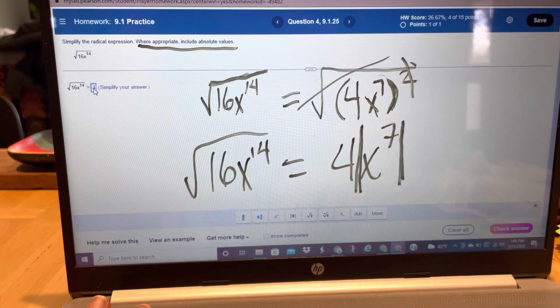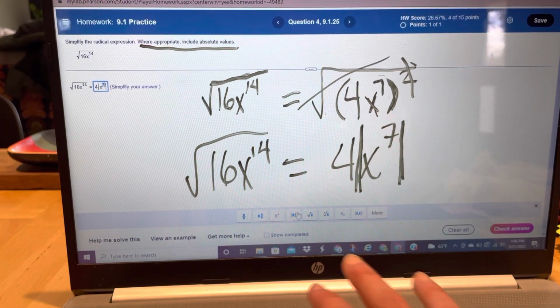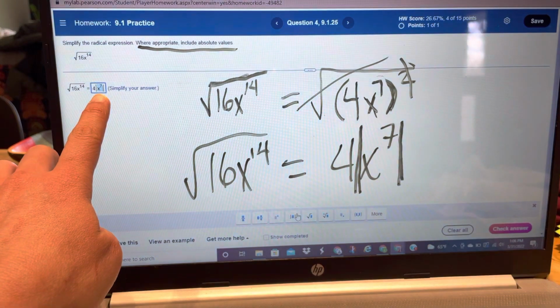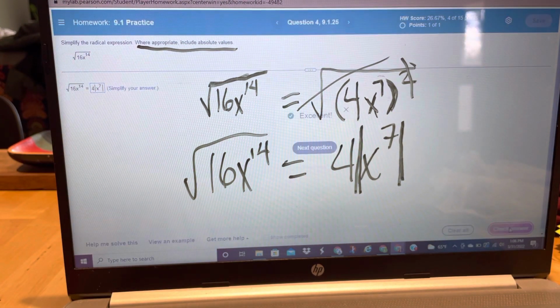So anytime you're taking the square root involving a variable, you need to make sure you put those absolute value bars. So 4 times the absolute value of x raised to the 7th. Check it. Boom.